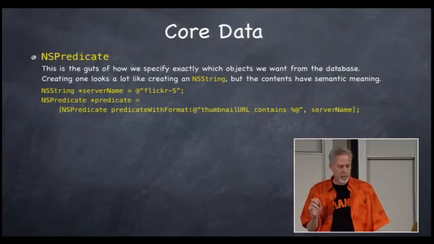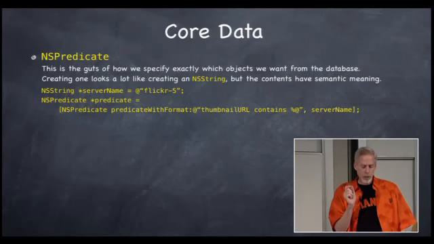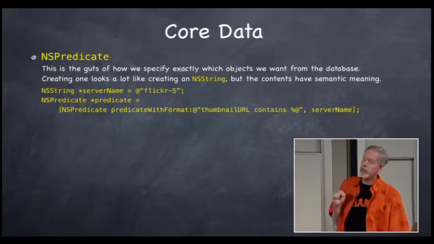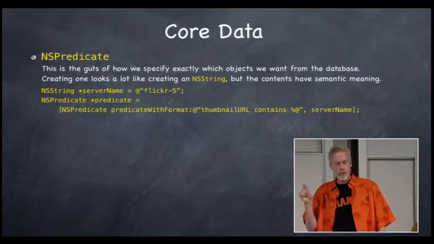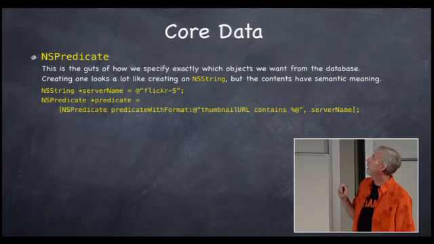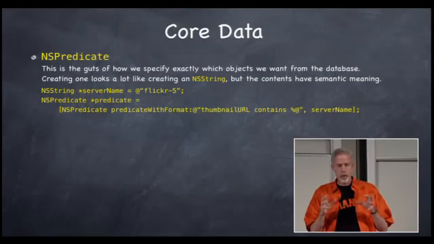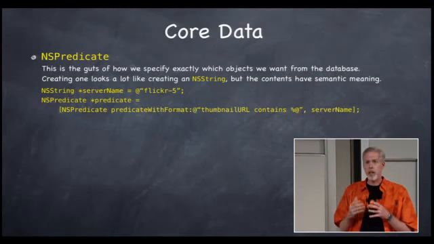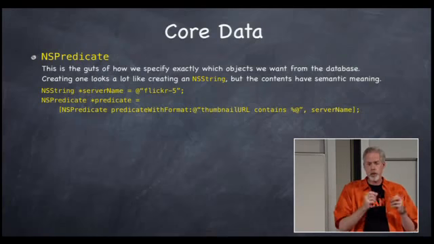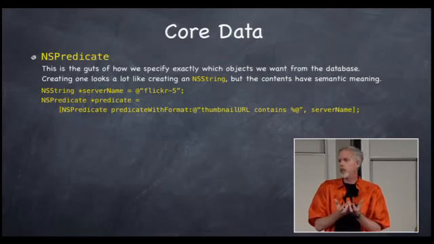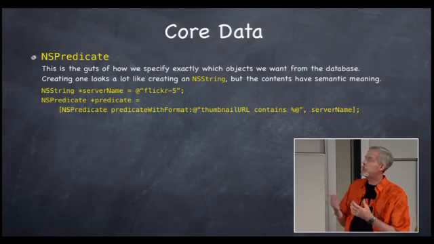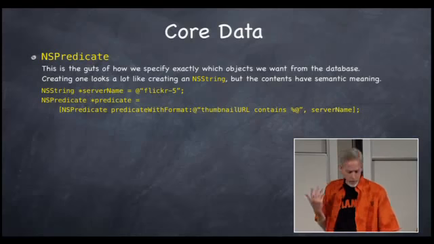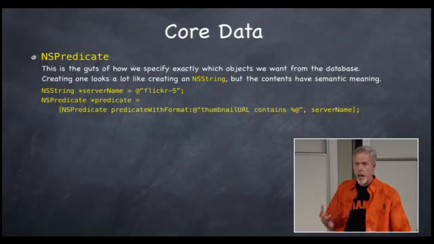But it's really not the same, because the semantics of what's in that format string are meaningful. So for example, this one, thumbnail URL contains %@, comma, server name. That's going to get changed to thumbnail URL contains server name. That contains means something. That word contains means that this string is contained inside of the other string, right? And there's a bunch of different meaningful things you can say in the format of a predicate creator that decide how you're going to query.